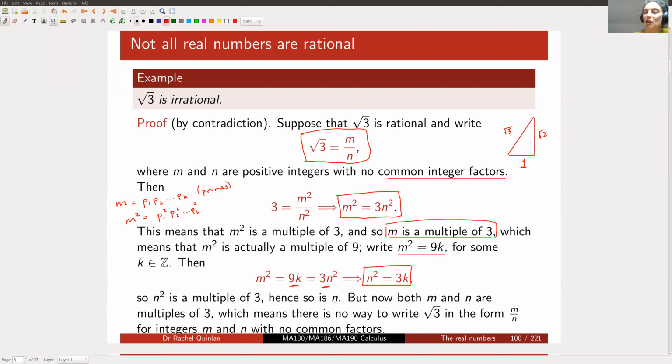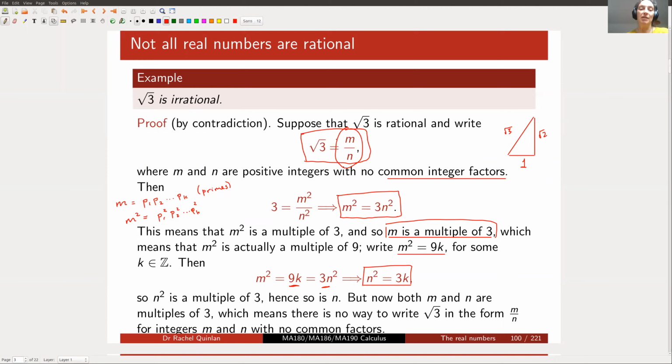which contradicts our starting position, that m over n was a fractional expression for the square root of 3 in lowest terms, where there were no common factors between the m and the n. Okay, so basically what we're saying here is that if m over n has the property that its square is equal to 3, then 3 must be a divisor of both m and n, which can't be right, because if the square root of 3 has a fractional representation at all, it must have one in least terms, where there are no common factors to the numerator and denominator.